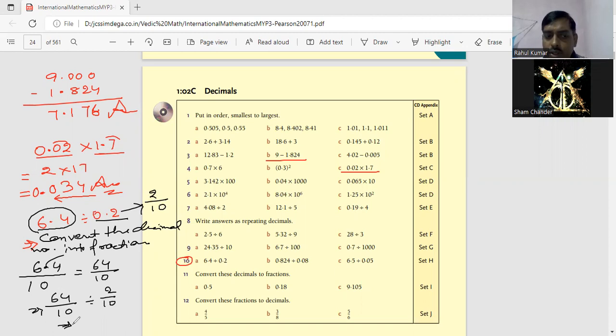Now you need to just reverse the number: numerator to denominator, denominator to numerator. So 64 under 10 into 10 under 2. Multiply it, sir. Just reduce the number. Okay, 10 cut out, and 2, when you divide this number, it will give you 32. So the final answer is 32.